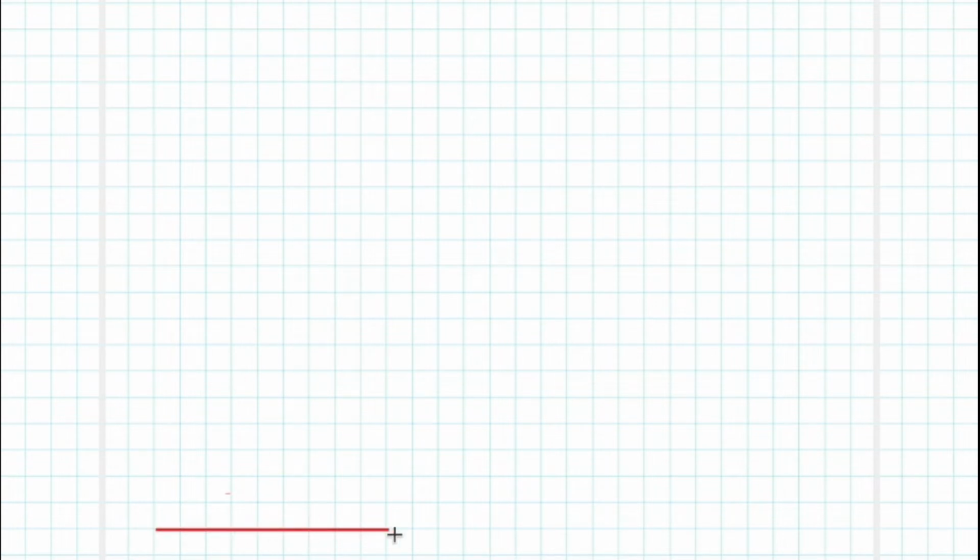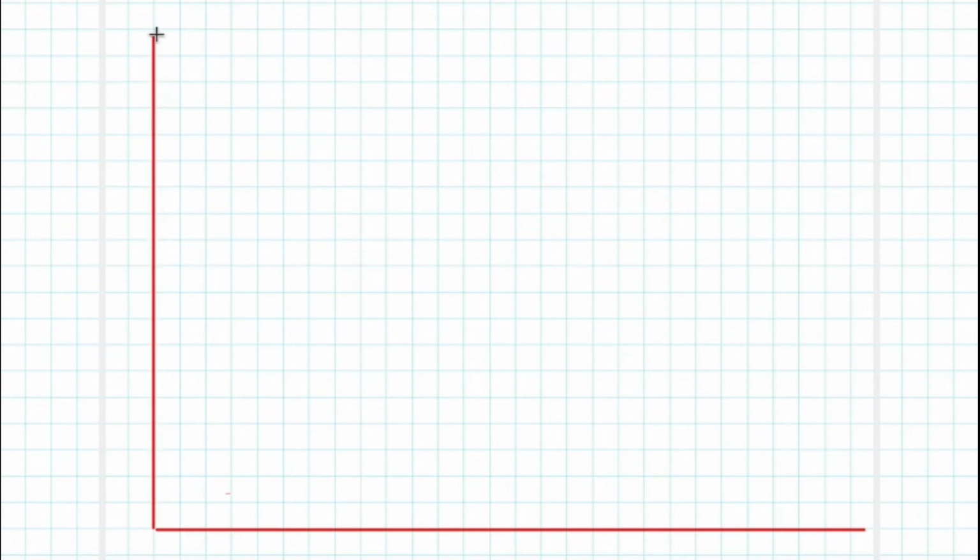Please use your ruler while you are drawing this axis. I am using the digital equipment, so that's why I am not using our ruler over here. So no gapping should be there, just fill it up. Now this is a y-axis and it is x-axis. And this point of intersection is 0.